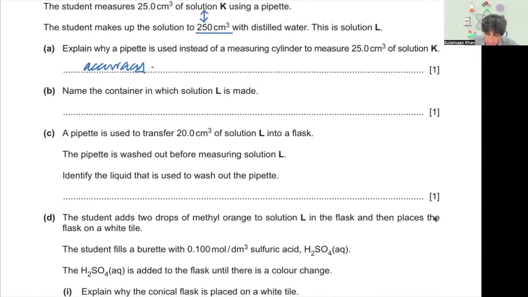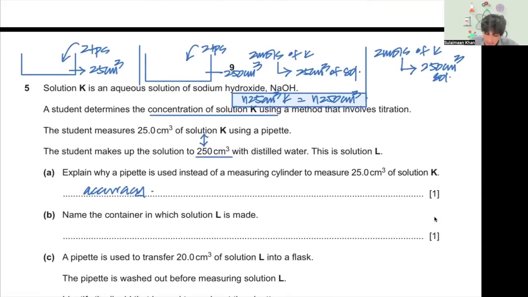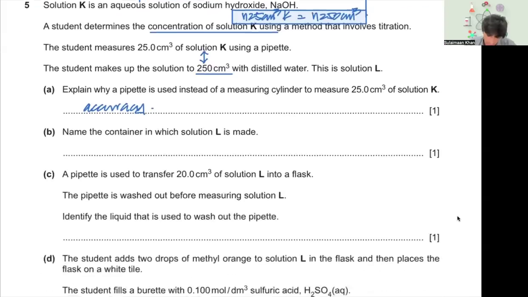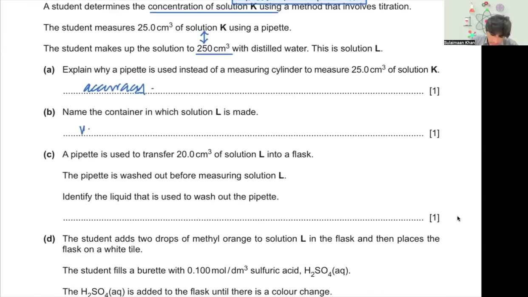Name the container in which solution L is made. So solution L is basically 250 cm cube, and 250 cm cube के लिए हम क्या इस्तेमाल करते हैं? We use a volumetric flask, it's a huge flask. Absolutely, Shahir, you're right. So moles isn't affected by dilution of concentration. Yes. So name the container. So that's volumetric flask.